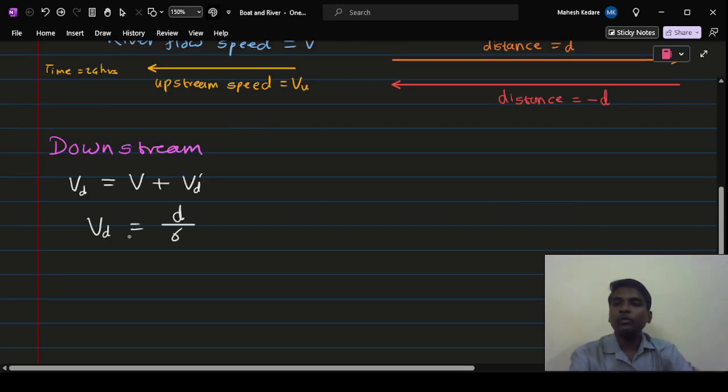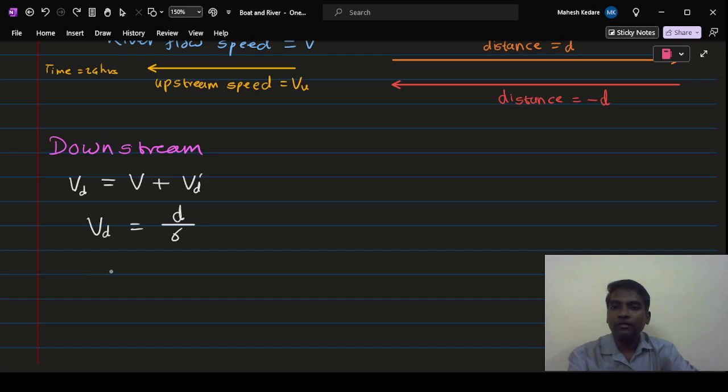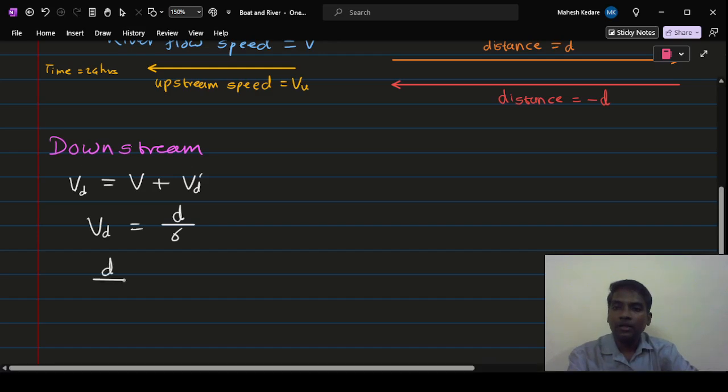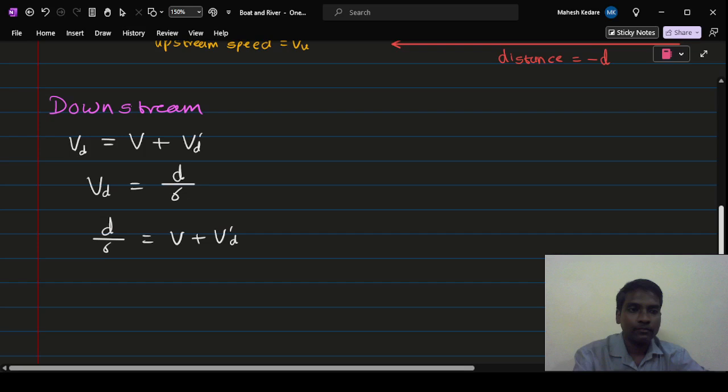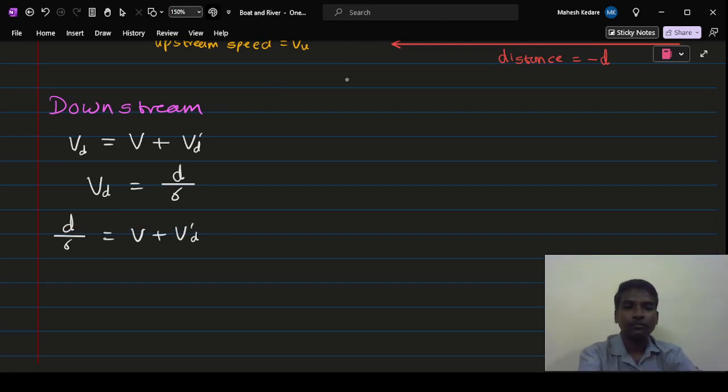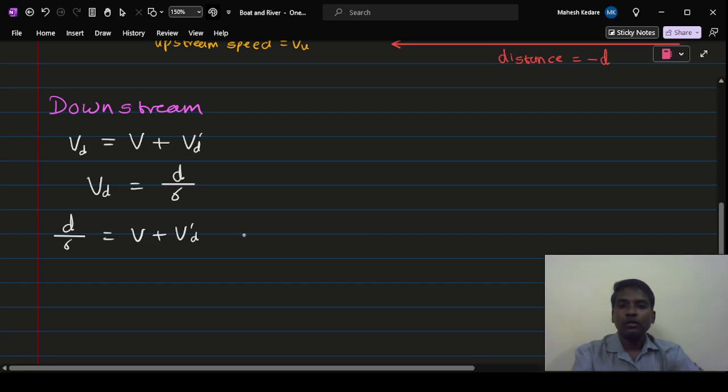We substitute for Vd as d by 6 in this first equation and write d divided by 6 equal to V plus V dash d. This is for downstream motion. We can write similar equations for upstream motion. Let's denote this equation as equation 1.